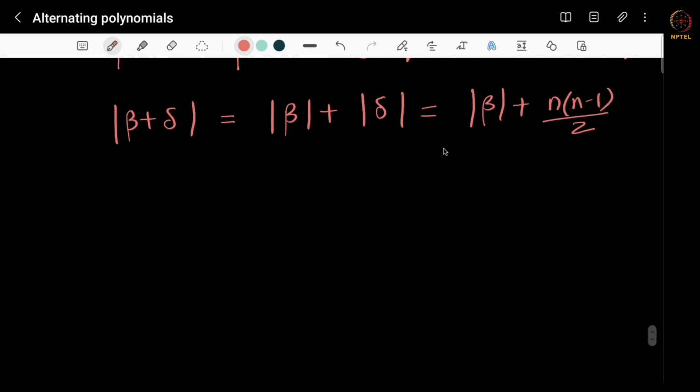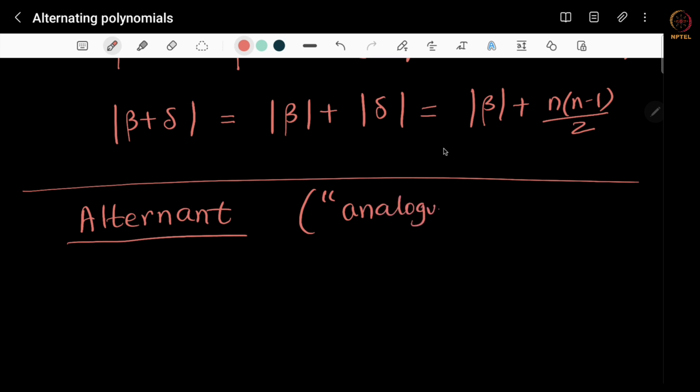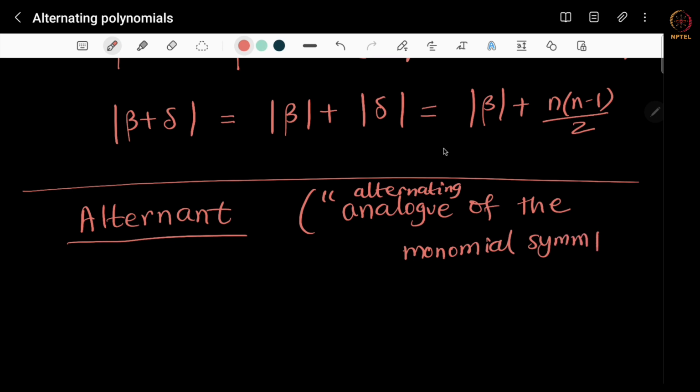Now, why are we doing all this? Well, because what we want to do next is to talk about some analog of the monomial symmetric polynomial. This is what we call the alternate. The picture to keep in mind is that it's a natural analog, the alternating analog, of the monomial symmetric functions, the symmetric polynomials.